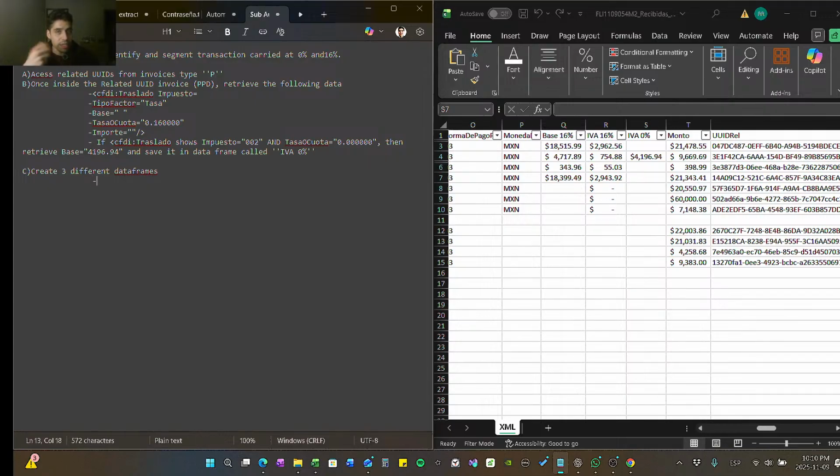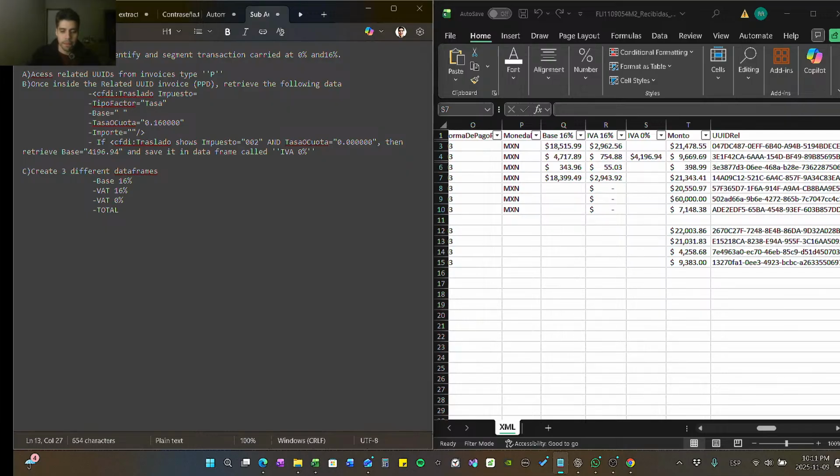that I need to explicitly tell the agent, the AI agent, or the automation, whatever comes first, which is base 16%, VAT 16%, VAT 0%, and then the total.